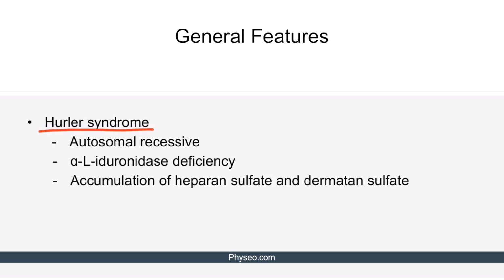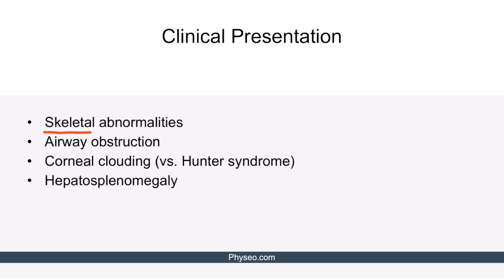Hurler syndrome is an autosomal recessive condition caused by deficiency of alpha-L-iduronidase. There is accumulation of heparan sulfate and dermatan sulfate. Hurler syndrome is characterized by skeletal abnormalities, airway obstruction, corneal clouding, and hepatosplenomegaly. Interestingly, corneal clouding is absent in Hunter syndrome, which we will discuss next.